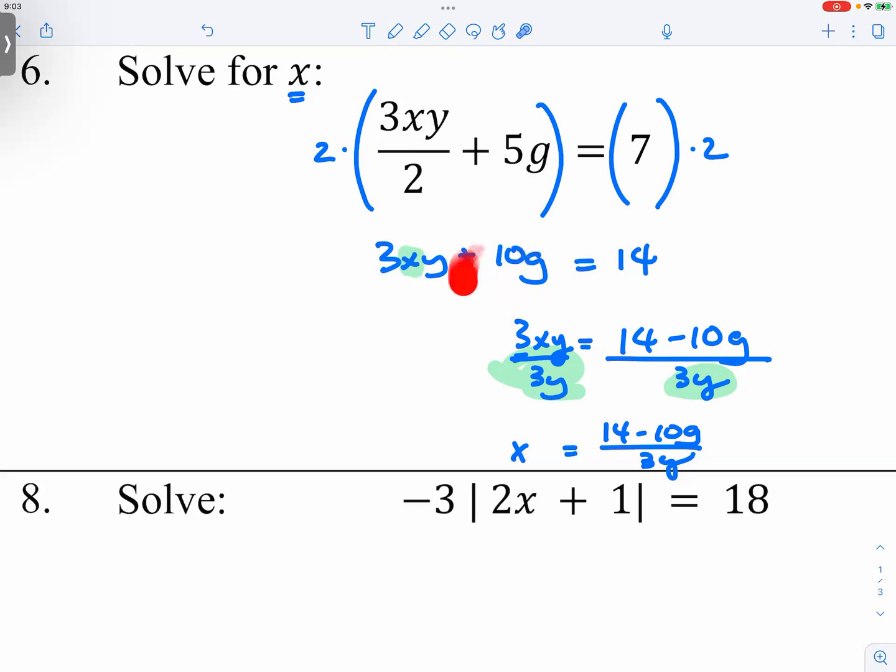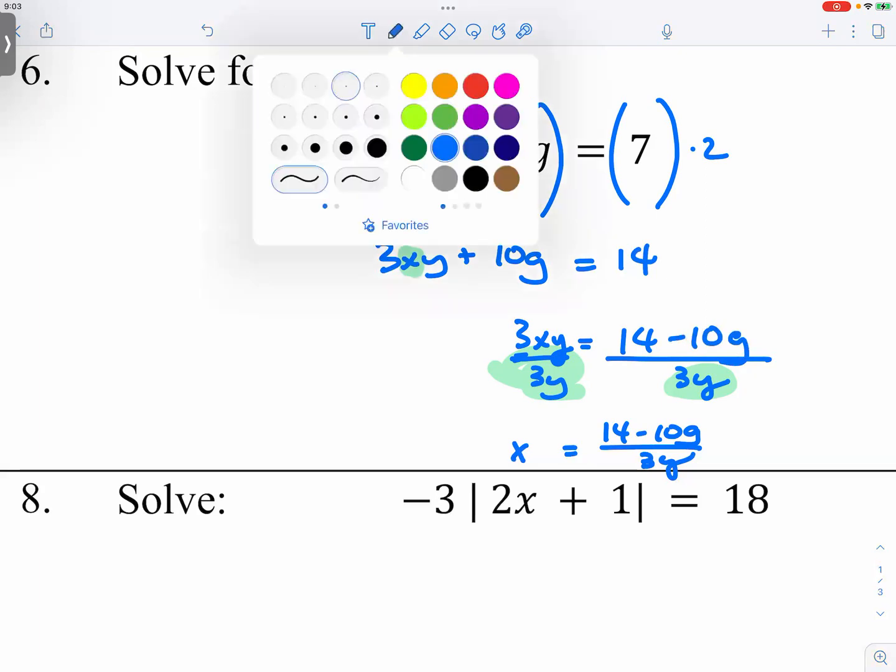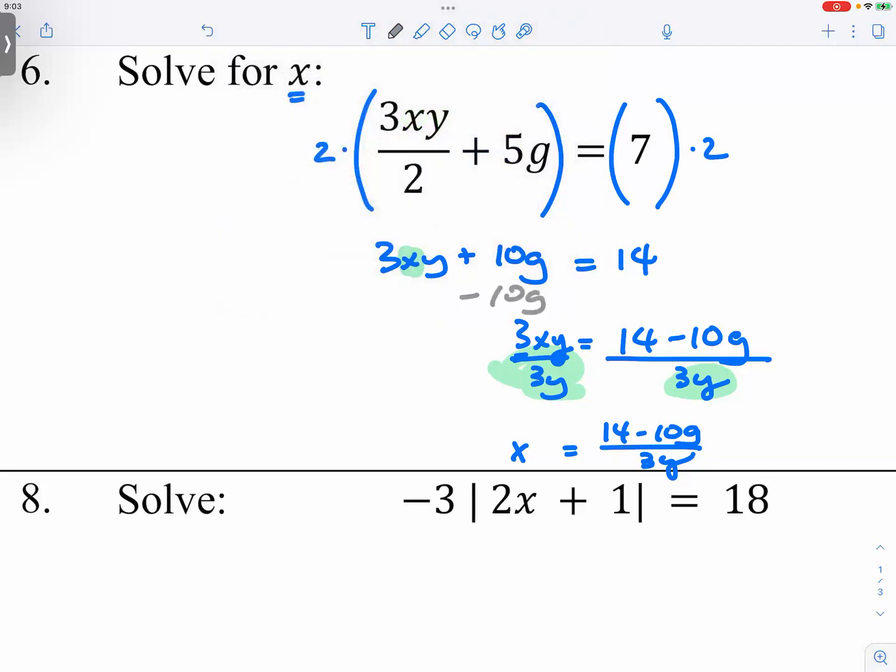What's your question earlier? Well, you have plus 10g on the left. So when you remove the 10g on the left, you subtract 10g on both sides. So that's how you have minus 10g over here. Okay. So that's the reason.